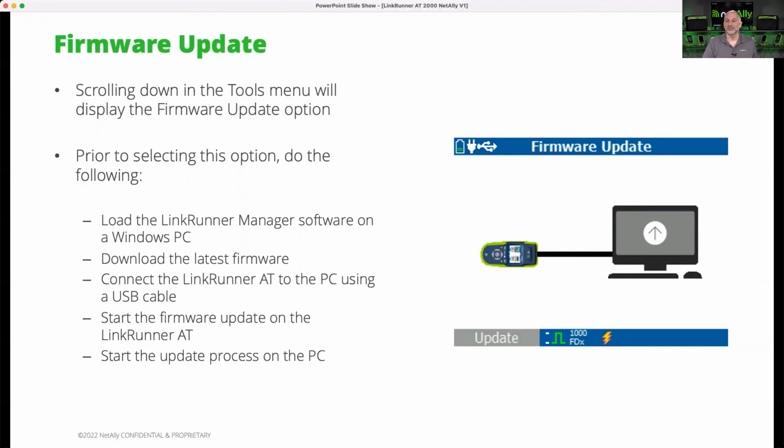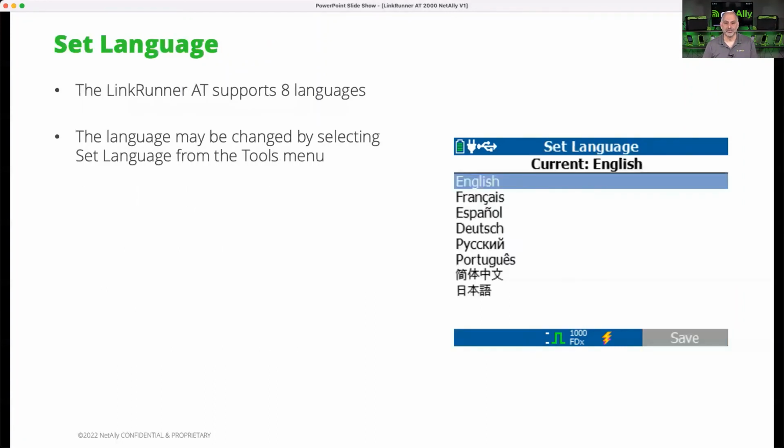You'll connect the LinkRunner AT to your PC. You'll go into Firmware Tools, Firmware Update, and press Update. It'll listen. You go into the LinkRunner AT Manager software, select the update file, and push that file over. It supports a few different languages. If you want to change the language, you can go into Tools and Set Language and change which language you're using.